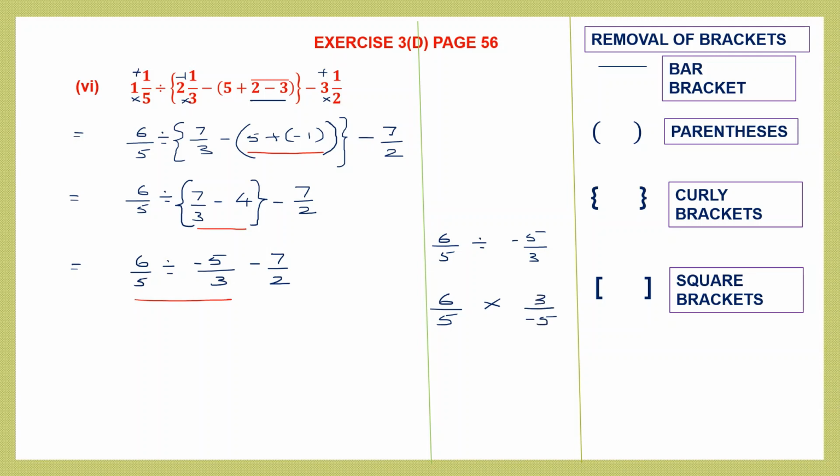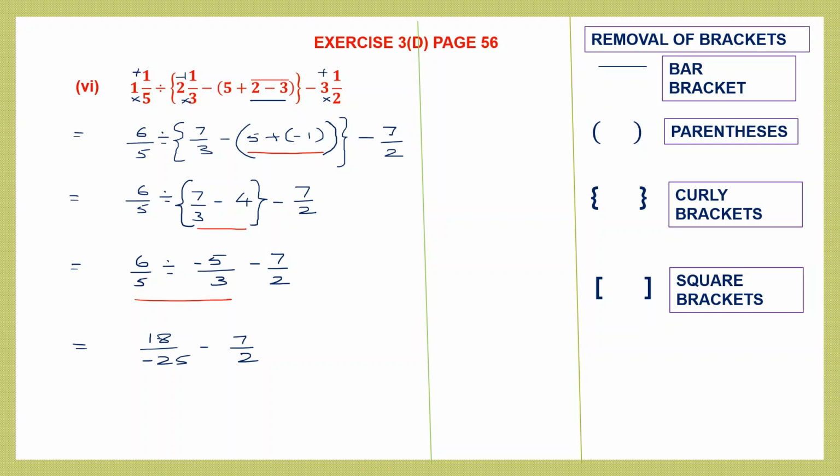Now there's nothing to cancel, so we multiply the numerators and the denominators. So numerator will be 6 3s are 18. Denominator will be minus 5 into 5 is minus 25. So let's write that. So this will be 18 by minus 25 minus 7 by 2.